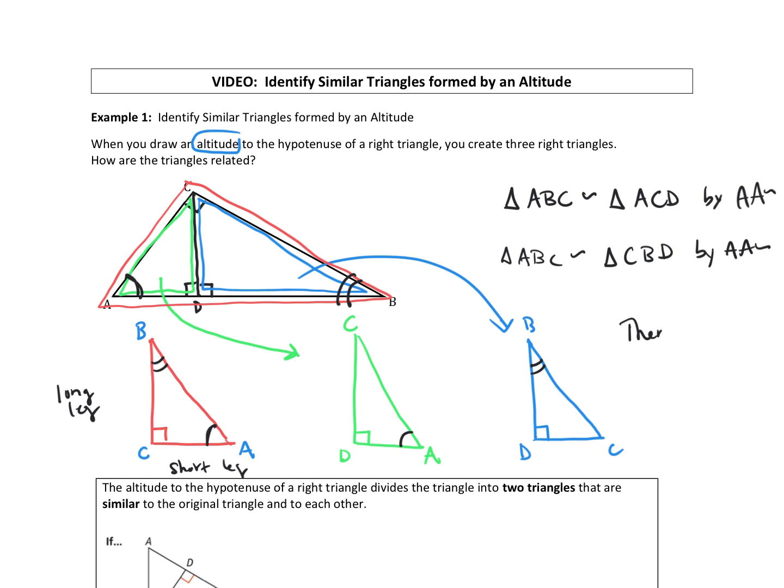So therefore, what that means is that triangle ABC is similar to triangle ACD, which is also similar to triangle CBD. So essentially, because this big triangle is similar to both of the smaller ones, that makes the two smaller ones similar to each other as well. So when you have a right triangle, you draw in an altitude from the right angle, you have three right triangles, they are all similar, which means they will have congruent angles and proportional sides.